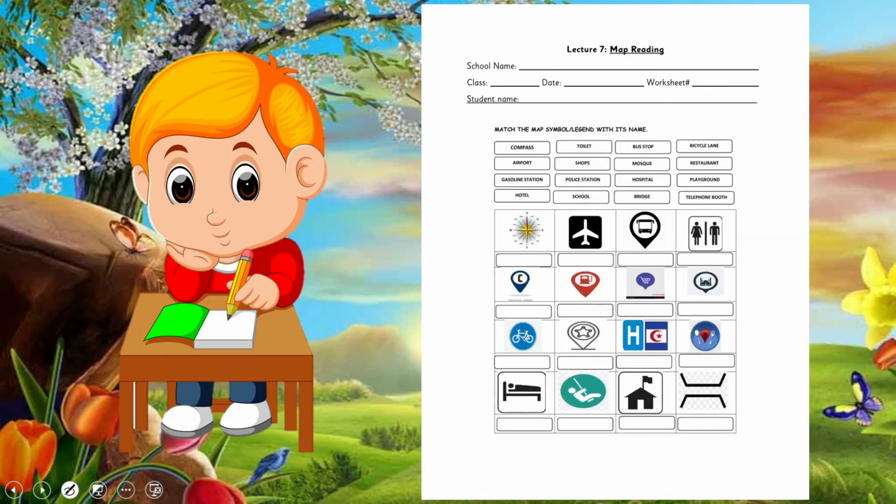So yes, my dear teacher, this is a worksheet. This worksheet link is given below. You should provide it to your students in printed form.